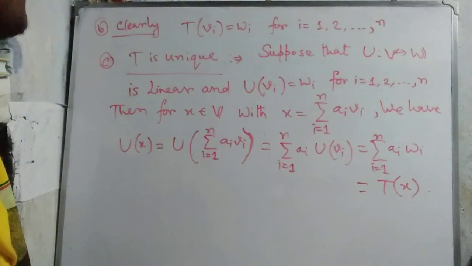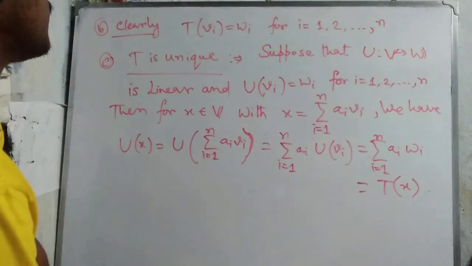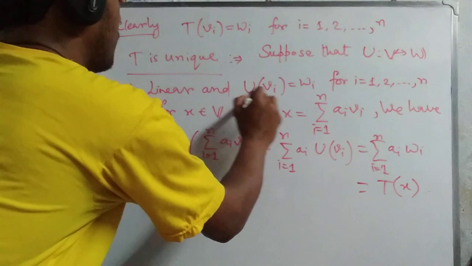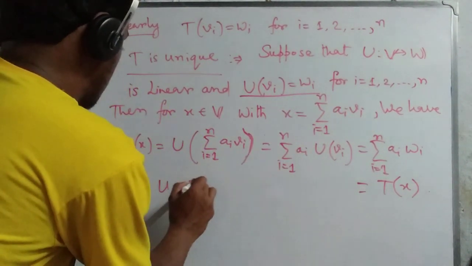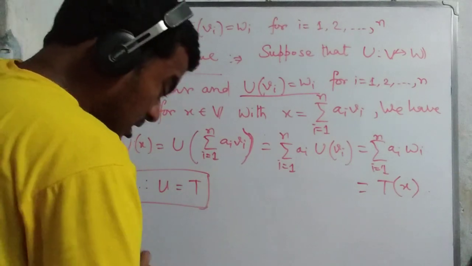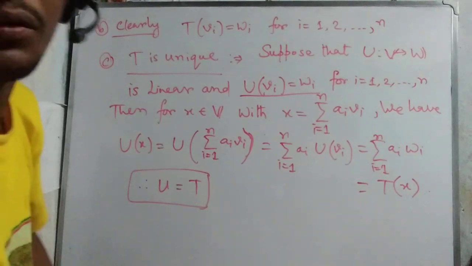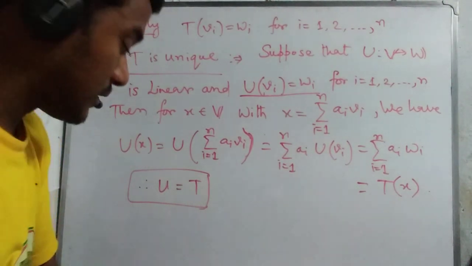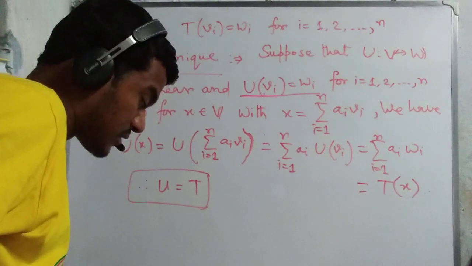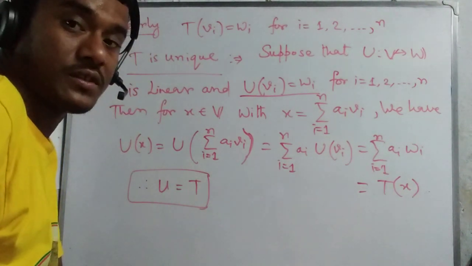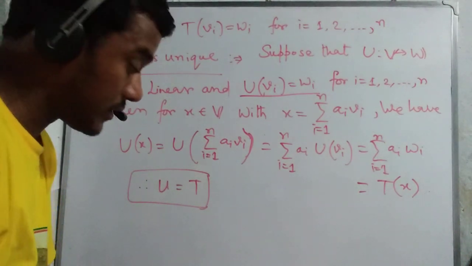So if U of vi equals wi, then obviously U equals T. Understood? Then we have proved that there is exactly one linear transformation from V to W satisfying T of vi equal to wi.